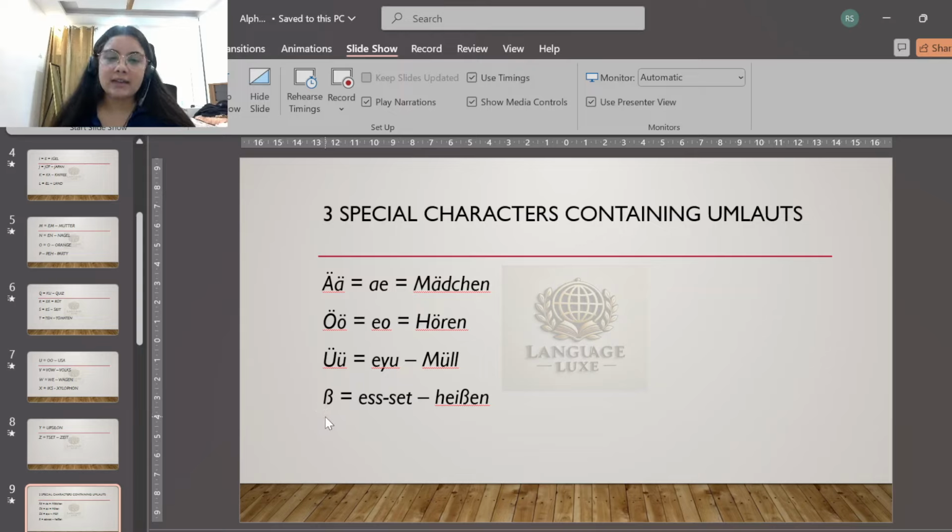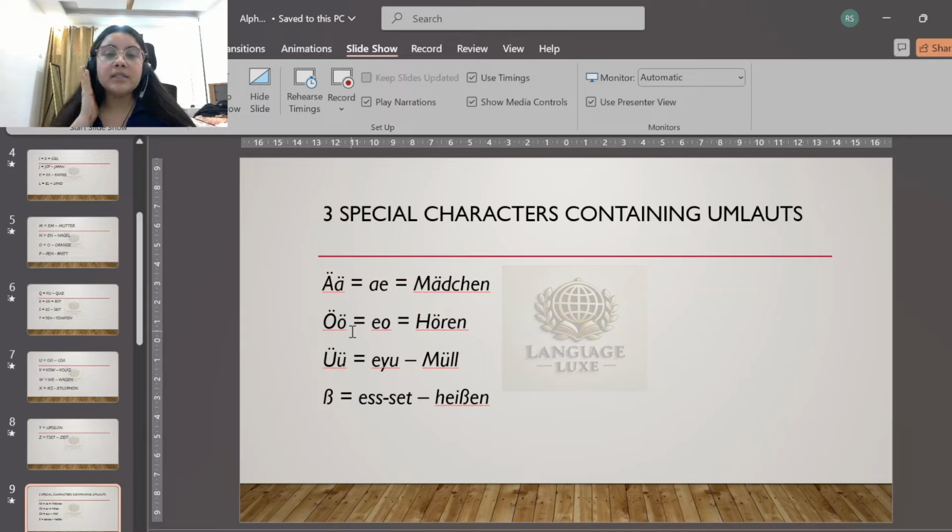Now A is A for us, but when A comes with an umlaut, obviously something is going to change. And what will change? The pronunciation. There is a word which I have written, that is Mädchen. Mädchen is a noun which means a teenage girl. So the pronunciation is coming as Ä. O's pronunciation, when it comes with an umlaut, comes as Ö. Hören.